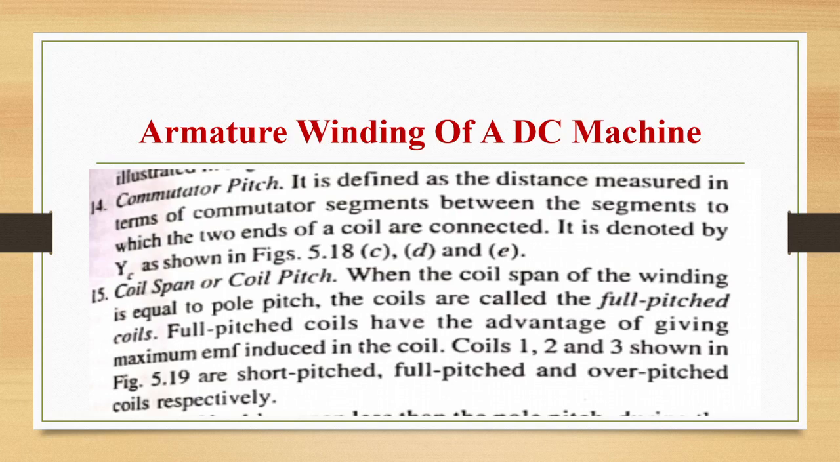Coil span or coil pitch: when the coil span of the winding is equal to the pole pitch, coils are called full pitch coils. Full pitch coils have the advantage of giving maximum EMF induced in the coils.